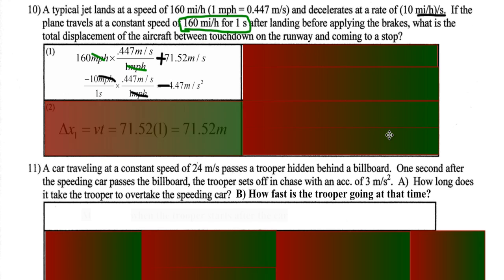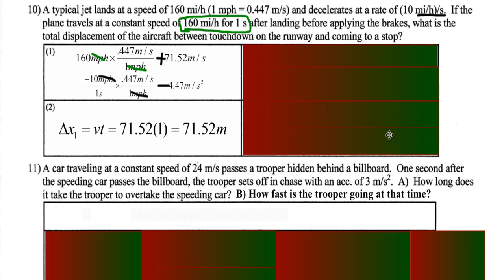So moving on to the next part, right? My second step, I'm going to look at just when I was moving at a constant velocity. So you were moving at 160 miles per hour or 71.52 meters per second for 1 second. So using our equation for moving at a constant velocity, right, delta x equals vt from unit 1, you're moving at that 71.52 for 1 second, so you travel 71.52 meters in that airplane when you're moving at a constant speed.